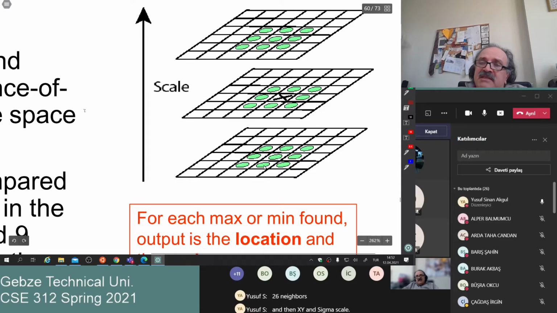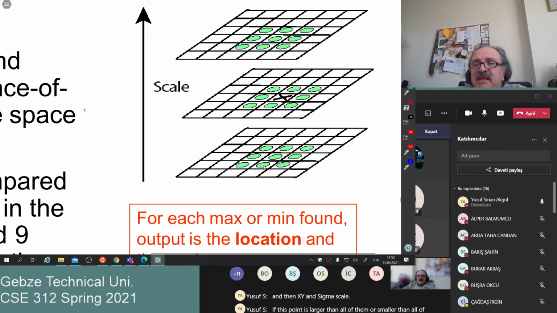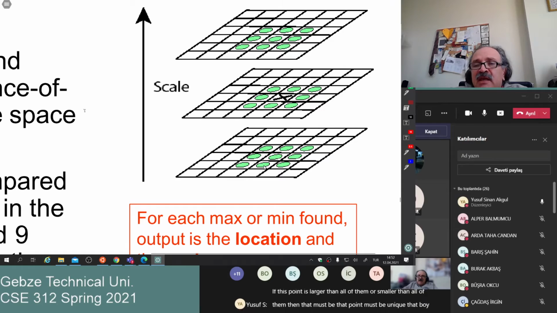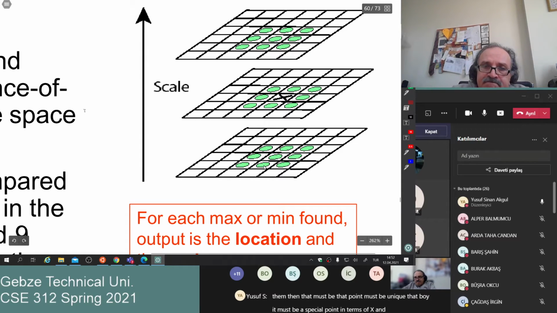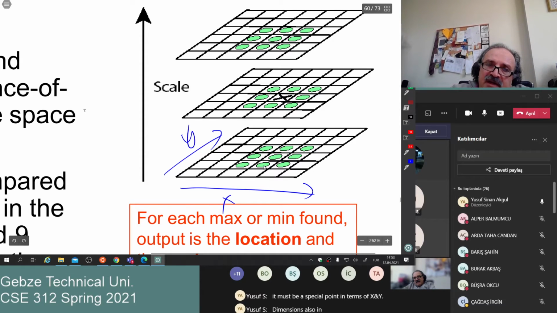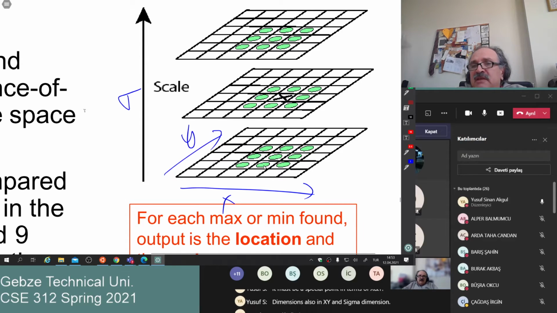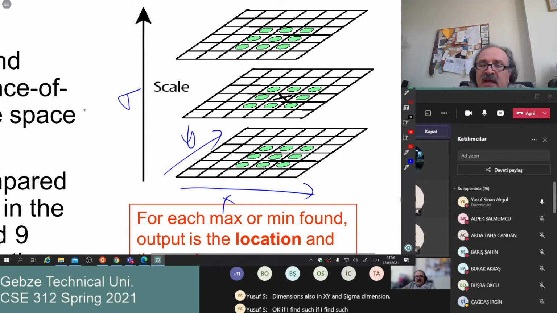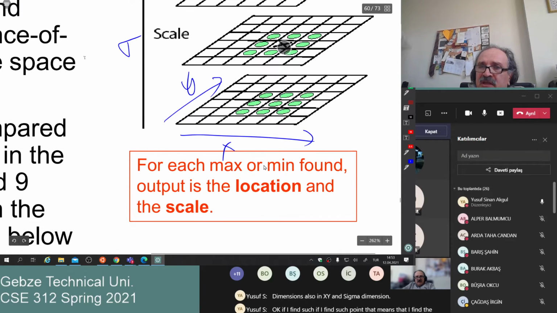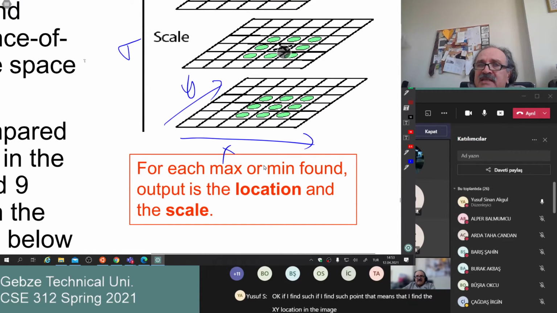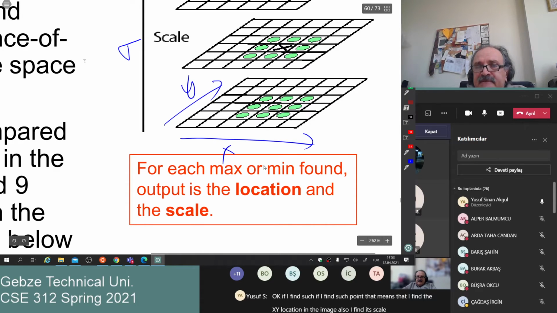If this point is larger than all of them or smaller than all of them, then that point must be unique. That point must be a special point in terms of x and y dimensions, also in x, y, and sigma dimension. If I find such a point, that means that I find the xy location in the image. Also, I find its scale in the scale space. So I am both finding the location and the scale.